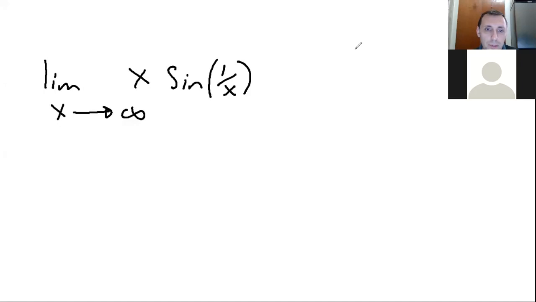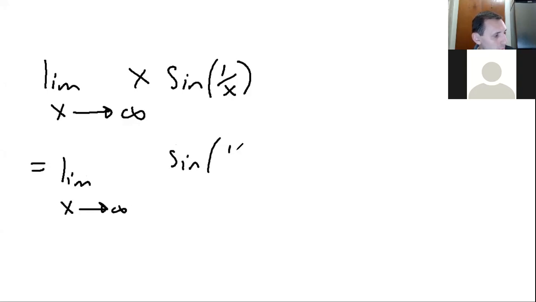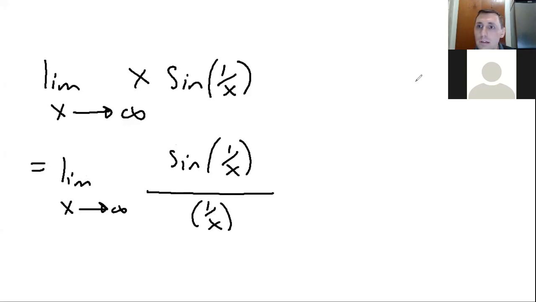Okay, 2 people. Now, why is it 1? Look what I can do. What's inside of sine goes to 0. So I can write this as the limit where x goes to infinity of sine of 1 over x divided by 1 over x. You see? Look at it. It's the same thing that goes to 0. The answer is therefore 1.